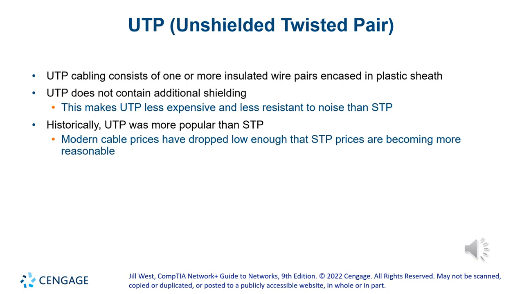And the UTP is just with no shield, same cable, same pair, same type of copper, same thickness, same everything. It doesn't have the shield. It is more economical, of course, because it doesn't have that shield, but it's less resistant to noise than the STP. Nowadays, the prices have changed so much that sometimes you can buy the STP almost at the same price as the UTP because the prices have dropped so much. Or you might just spend a little more and get STP.